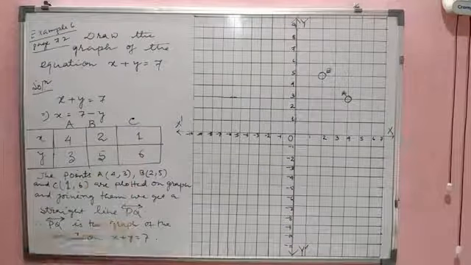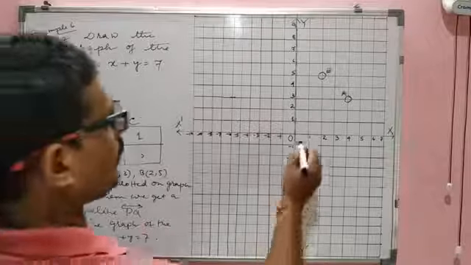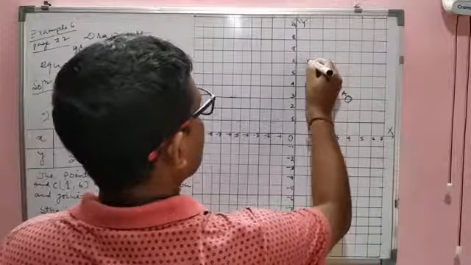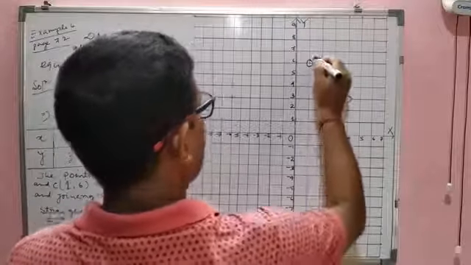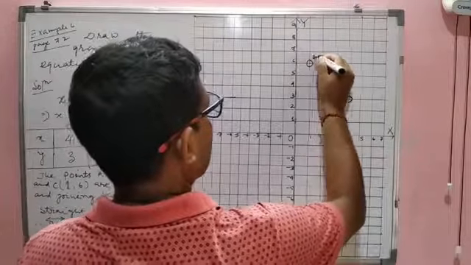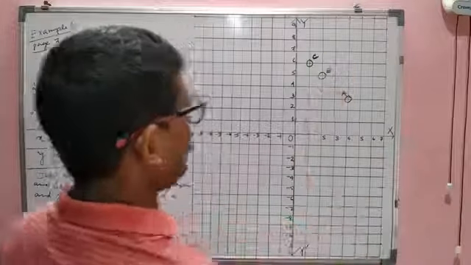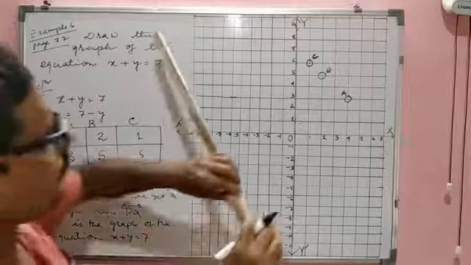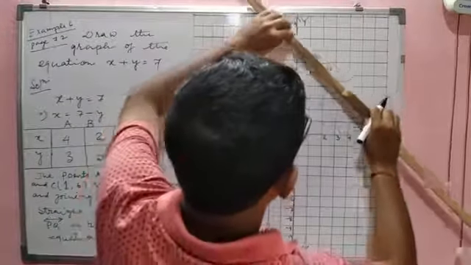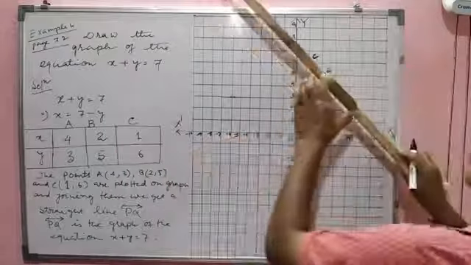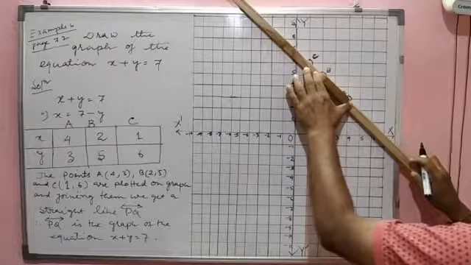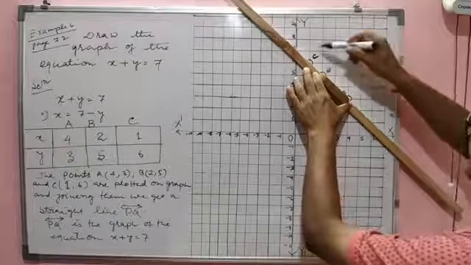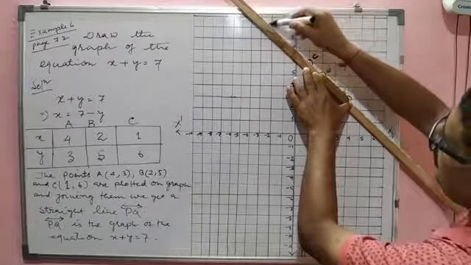So now it will be 1 comma 6. 1 comma 6 it will be here. This point is C. Now let us draw the graph of this. If we plot all these, see all these points will be collinear on the same line. All these points will be on the same line.